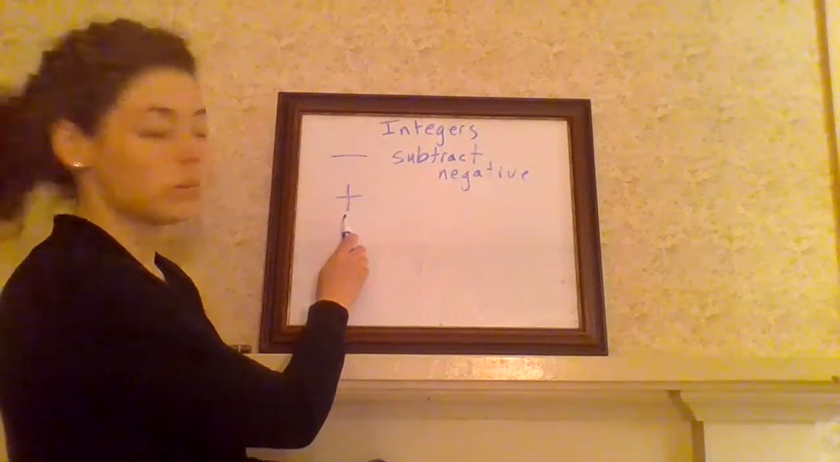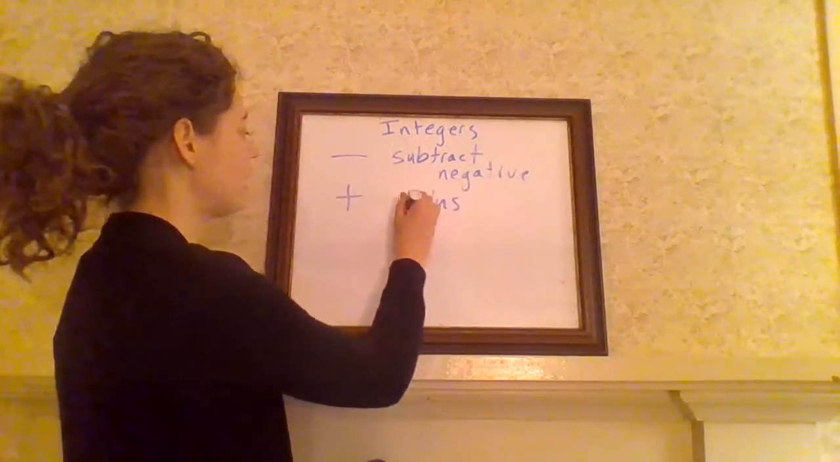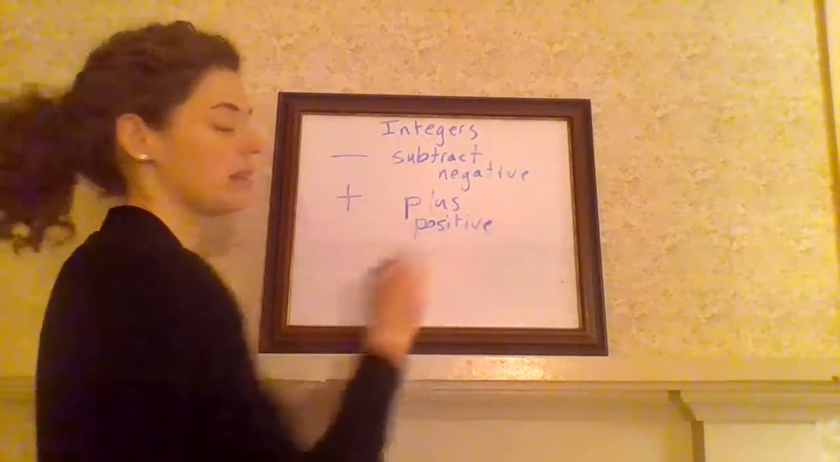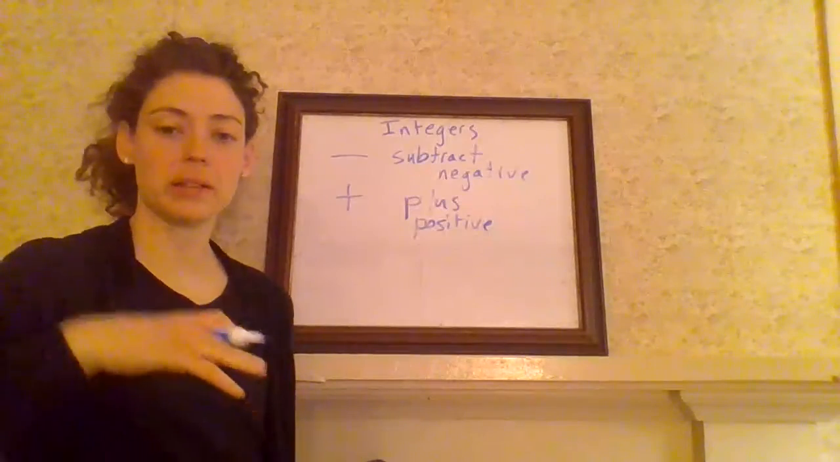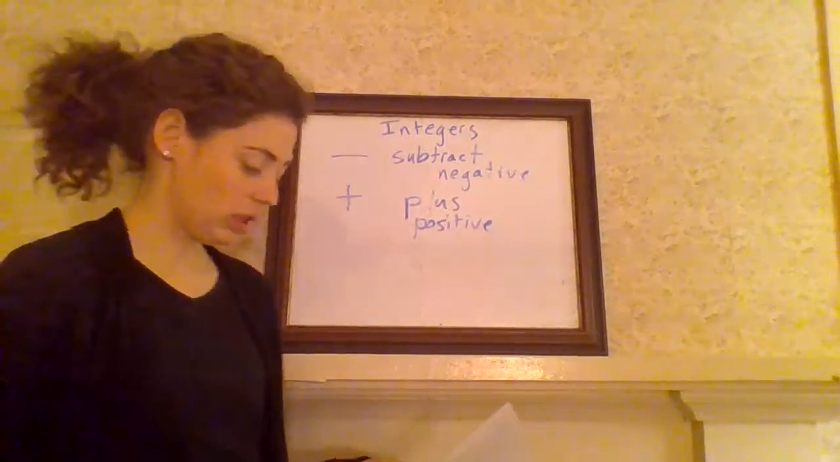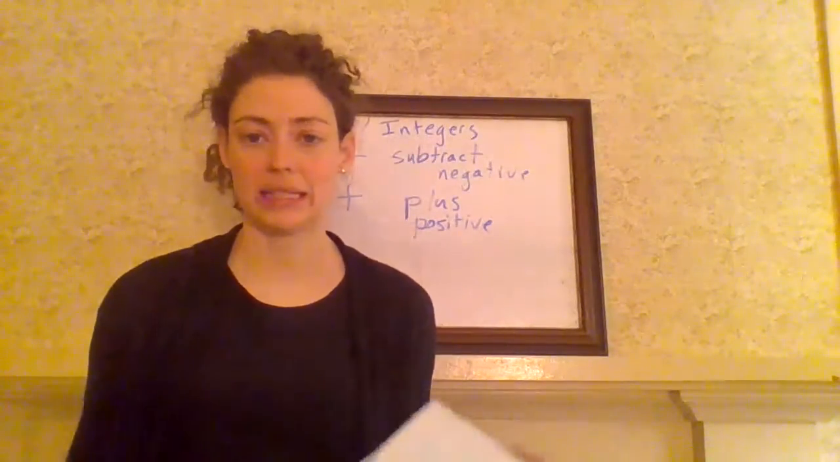Now this one, what does this symbol mean? That could mean plus, means you're adding something, or it could also mean positive. So that means that it's a positive number, a number that's above 0. Whereas a negative number is a number that is below 0. Okay, so how can you have something that's less than 0?